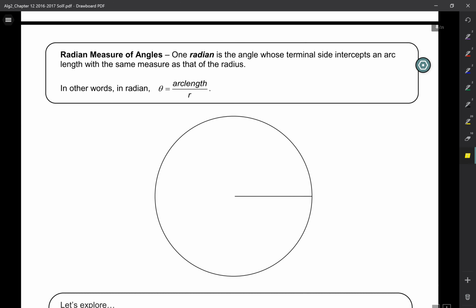Okay. So here we go. Radian measure. This is completely new. We've never seen this before. Radian measure. Now, suppose you have a circle. This circle here, this large circle here.